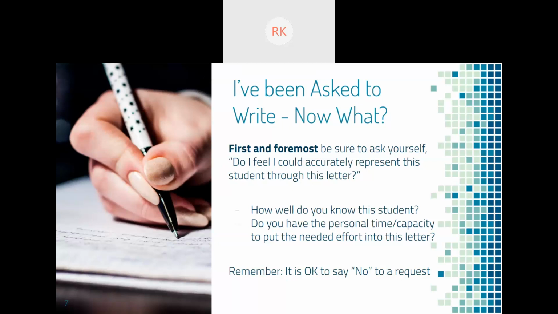First and foremost, before you say yes or no to a student, you should really give a pause to yourself and tell the student you'll get back to them, because you want to reflect internally and think, first, do I feel I could accurately represent the student through this letter? You have to really think about the position that you've been in with that student and how you've worked with them, and your ability to give a raving review for this position or university that they really want to get into. As well as asking yourself, do you even have the personal time or capacity you need to put into the letter of recommendation?